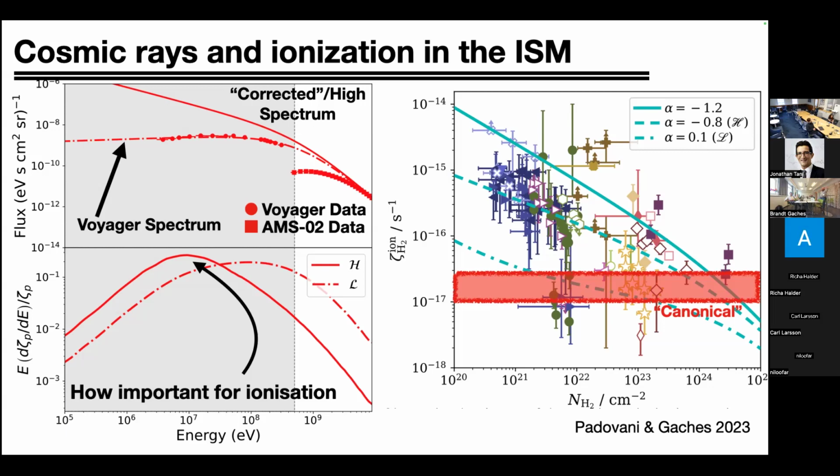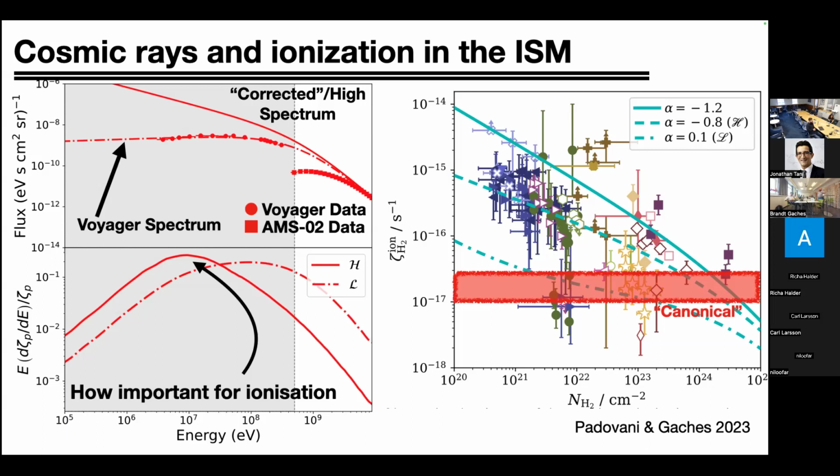For the left bottom, this is showing the differential contribution to H2 ionization for each spectrum. And really what it showcases is how important the hydrogen or protons are as a function of energy for ionizing H2. You see for this high spectrum and even the low spectrum, it's between 1 MeV to 100 MeV, maybe up to 1 GeV for the low spectrum. But it's mostly these lower energy protons.